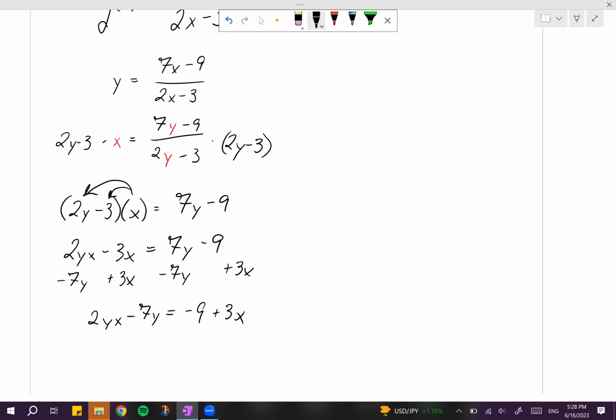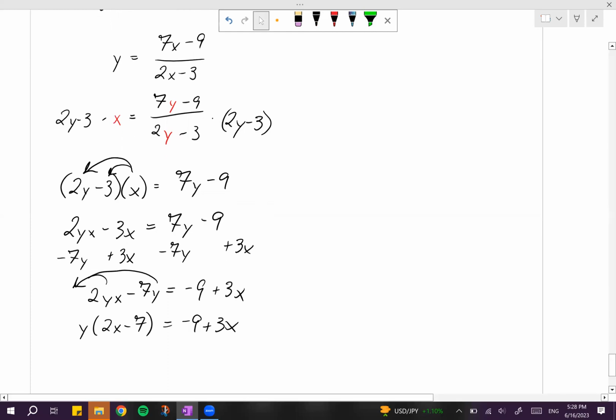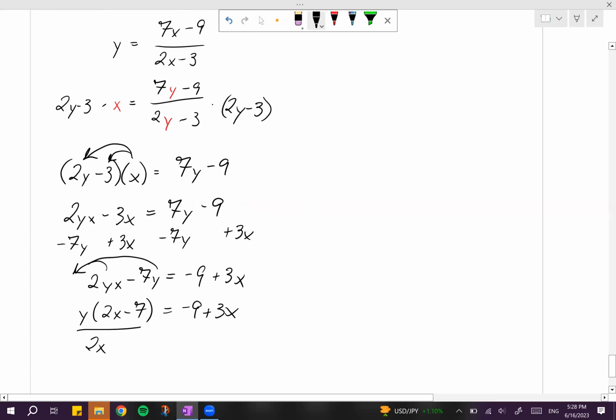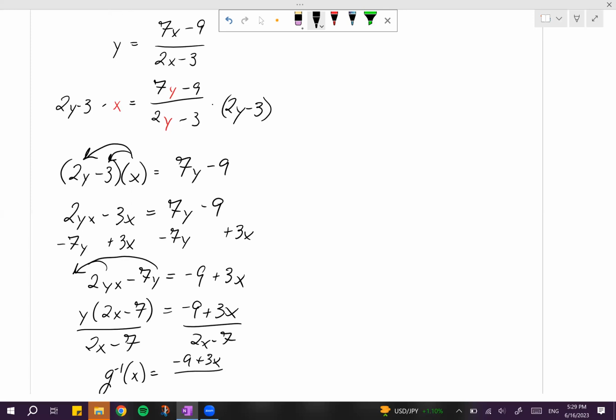Okay. Now I'm going to pull out a common y from these two terms, and we get y times 2x minus 7 equals negative 9 plus 3x. And I'm going to divide by 2x minus 7. All right. And then that's going to give me my inverse function. My g inverse of x is equal to negative 9 plus 3x over 2x minus 7. Actually, I'm going to rewrite this as 3x minus 9 over 2x minus 7. So that's my g inverse.